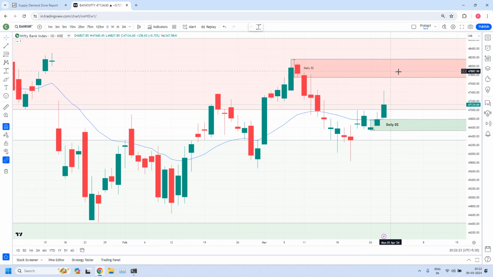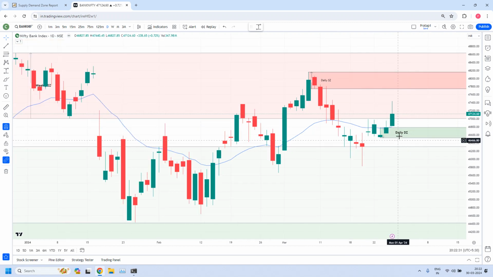There is also possible one of these zones will be violated, if there is no fine-tuned 5 minute fresh zones inside this. You need to identify in this daily demand zone and daily supply zone the fine-tuned fresh 5 minute zones. That way we can confirm whether the zone will work or it will be violated.